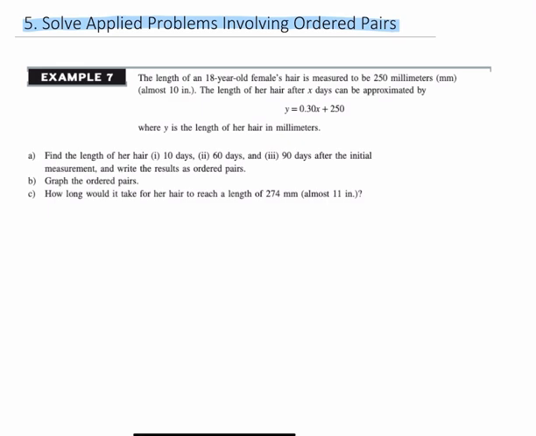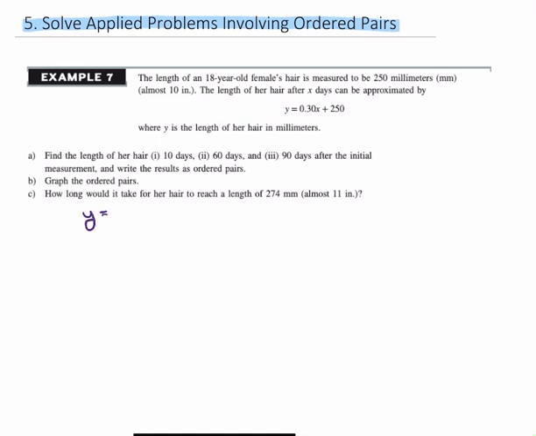And it's asking us a few questions. Using this equation, it wants us to find the length of their hair after 10 days, 60 days, and 90 days. And we could graph it. And then another question we can ask is, how long would it take, or how many days would pass for the hair to be a certain length? So let's look at the first one, for example. It's giving us a few values. So let me rewrite the equation.